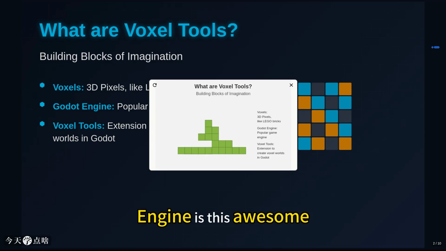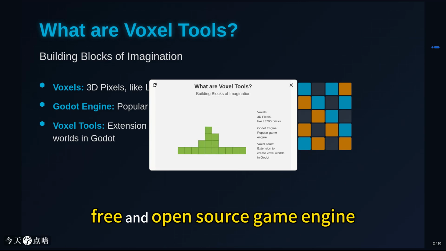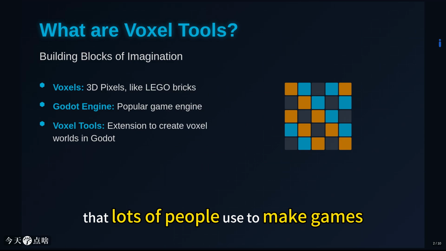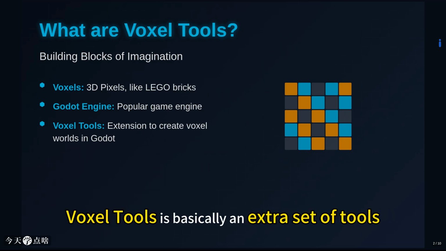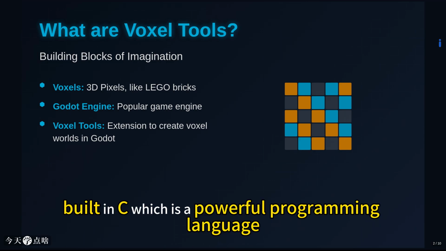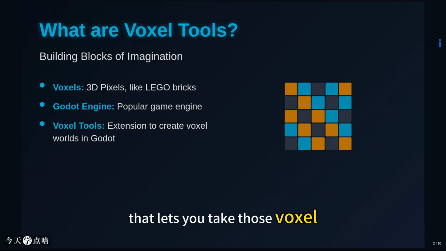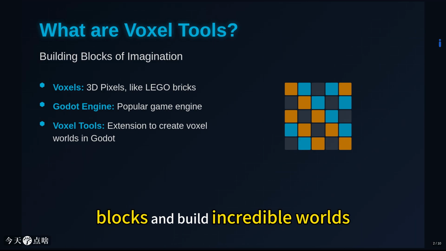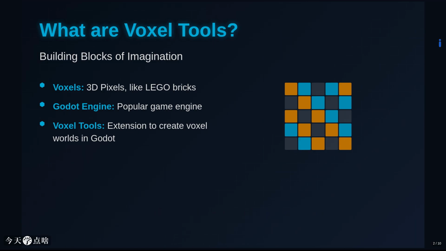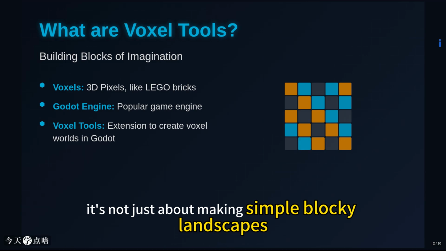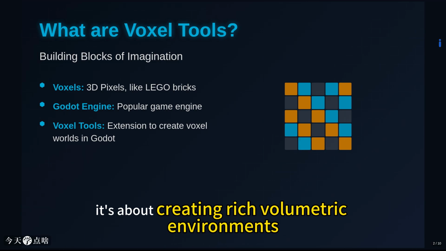Now, Godot Engine is this awesome, free and open source game engine that lots of people use to make games. Voxel Tools is basically an extra set of tools built in C++, which is a powerful programming language that lets you take those voxel blocks and build incredible worlds right inside Godot. It's not just about making simple, blocky landscapes, it's about creating rich, volumetric environments.